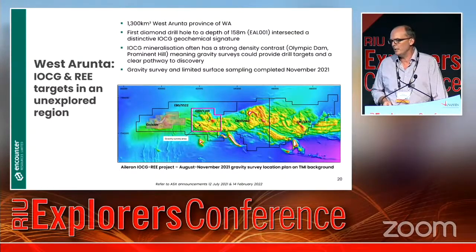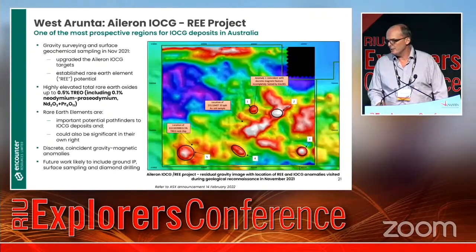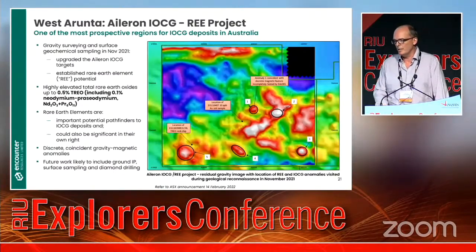It failed with a mechanical issue on a drill rig. It intersected some really interesting IOCG type signatures with gold, copper and rare earths. We completed a gravity survey in November last year in that magenta box, and you can see the outcome there is we've identified some really interesting coincident magnetic gravity anomalies in the nearby.